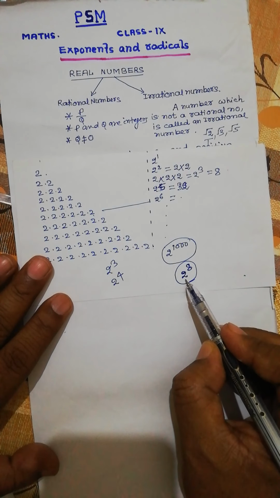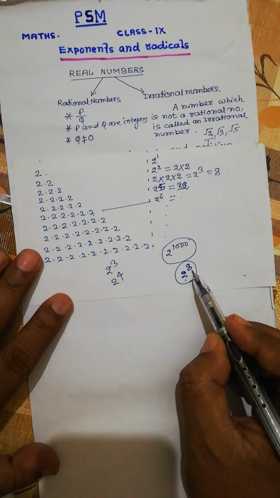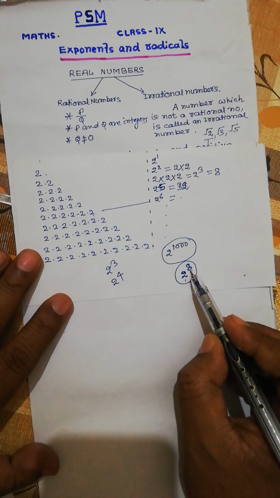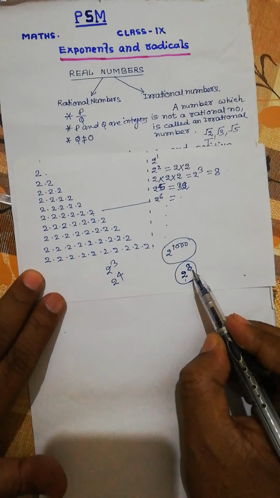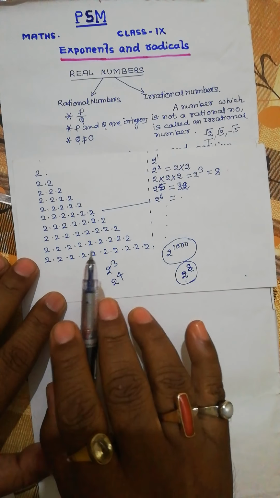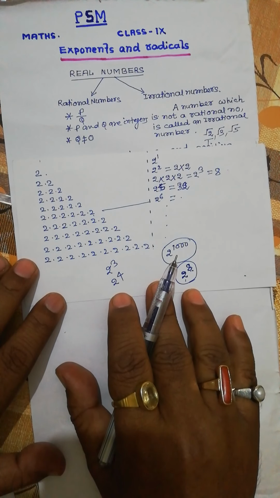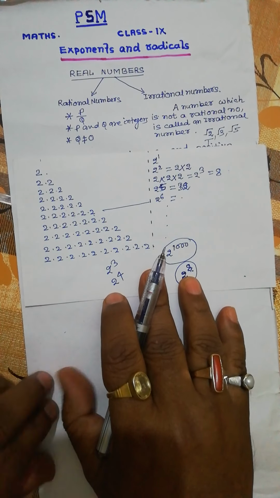So 2 is base and 8 is index, चाहे उसको इंडेक्स कहिए, या एक्सपोनेंट कहिए, या पावर कहिए. इस तरह से हम समझ सकते हैं कि एक्सपोनेंट है क्या. अब हम इसको डिफाइन करते हैं कि व्हाट इज़ एक्सपोनेंट.